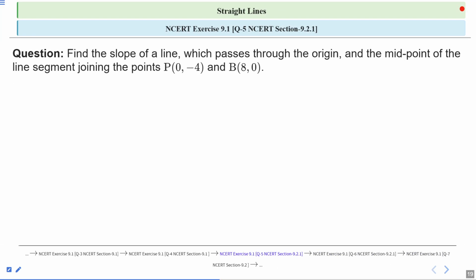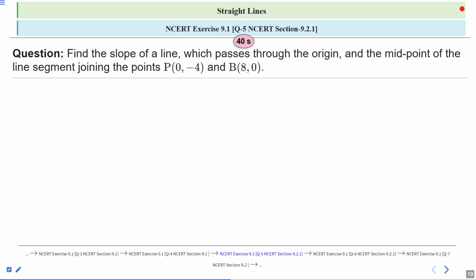In this question, we have to find the slope of a line which passes through the origin and the midpoint of the line segment joining the points P(0, -4) and B(8, 0). So we have to find the slope of a line, and we are given that the line passes through the origin and the midpoint of the line segment joining the points P(0, -4) and B(8, 0).